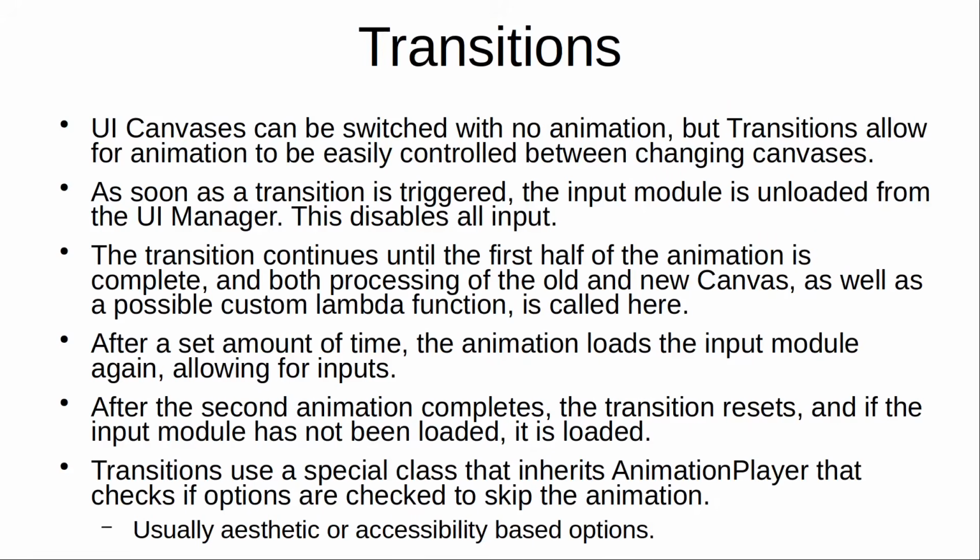The transition continues until the first half of the animation is complete, which covers the whole screen and basically obscures what's going on. And both processing of the old and the new canvas, as well as a possible custom lambda function, is called here. So basically, the old is popped and runs a routine. Then the new runs its own routine when it's pushed. And then there's also a lambda function that you can call after that, where you can do your own custom stuff if you want to, right? After a set amount of time, the animation loads the input module again, allowing for inputs.